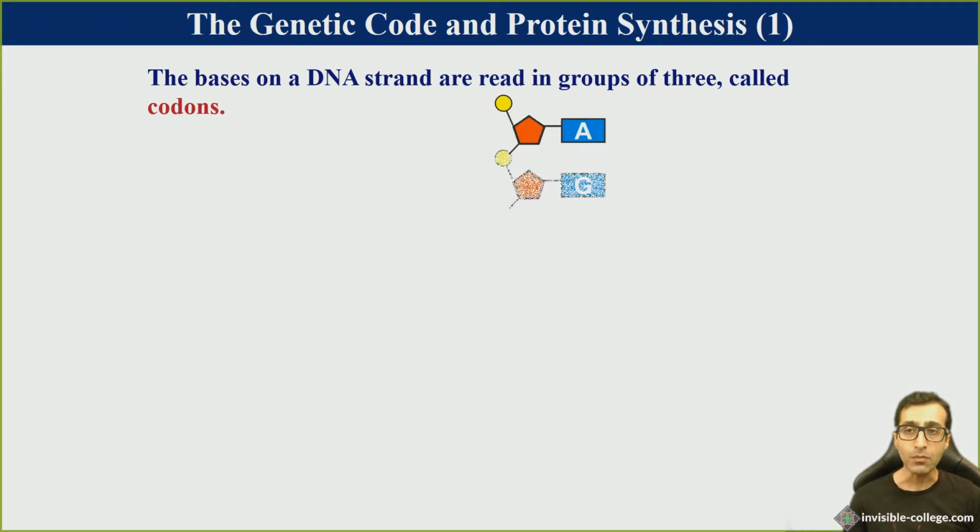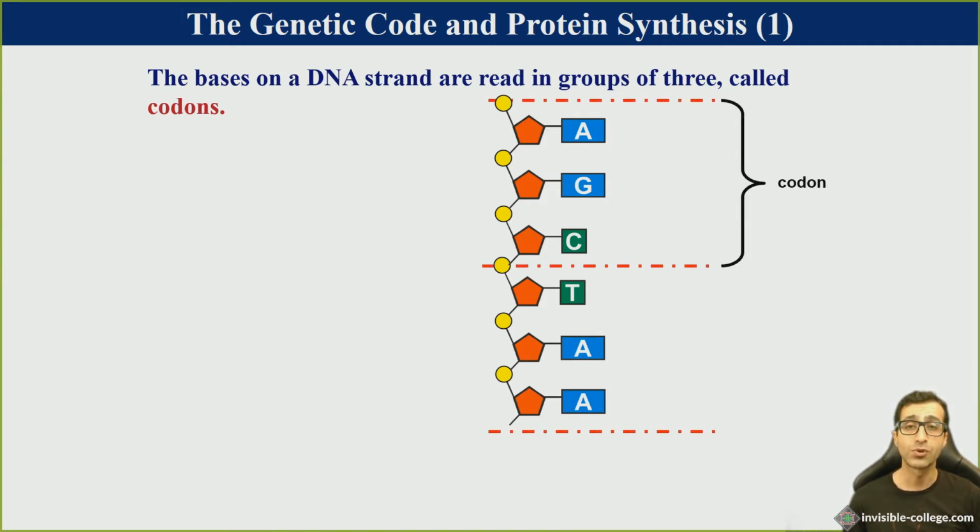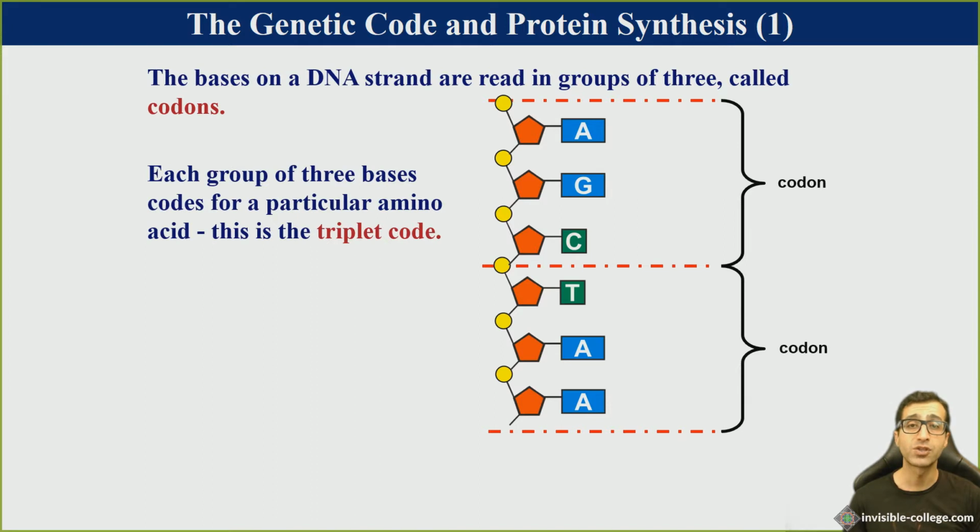So we have the bases on a single strand of DNA here, and as we said before, the code will organize these into codons or triplets. Each group of 3 bases will code for a particular amino acid, and this is referred to as the triplet code. Now, the 4 bases which are present in the nucleic acids can produce 64 different triplet codes.